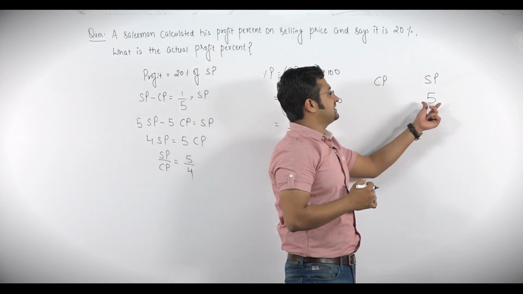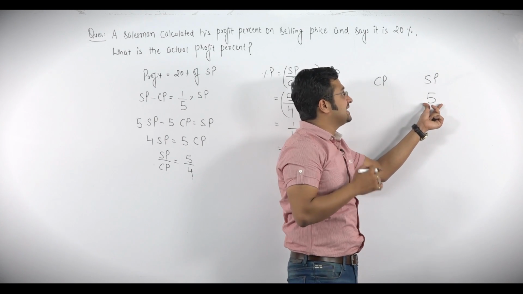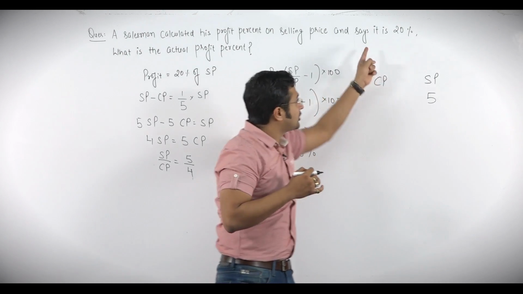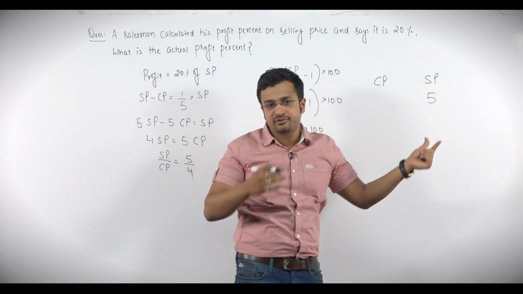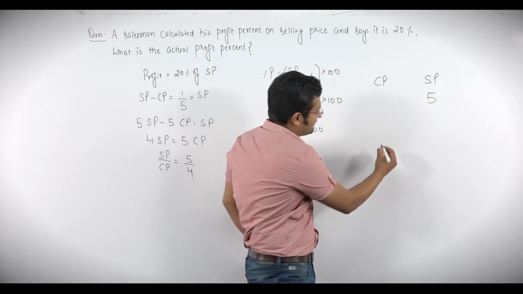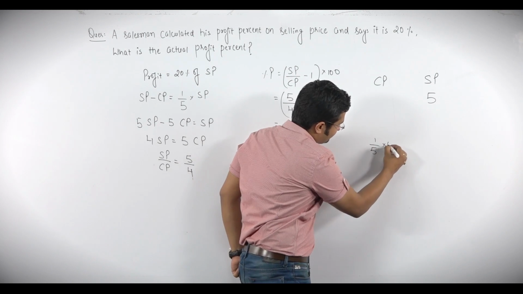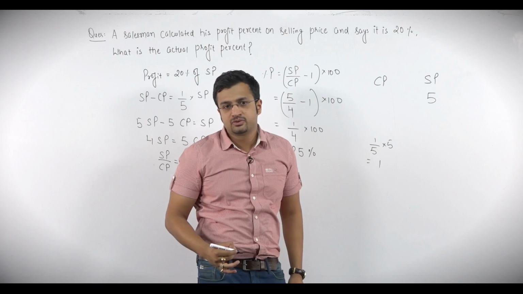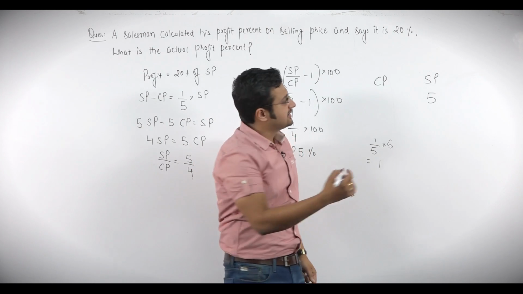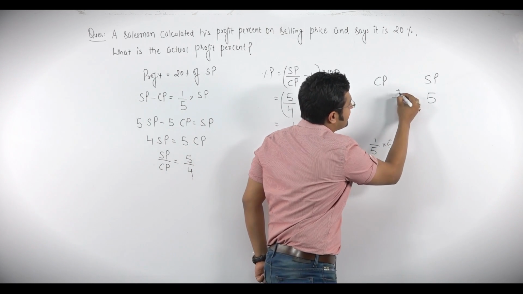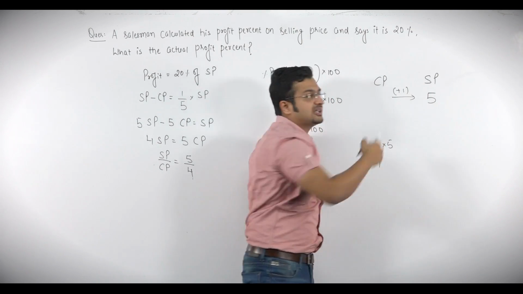Yes. So can I say profit percent is 20% of selling price according to this person? So 20% of 5, that means 1/5 of 5, is nothing but 1. So can I say if 5 rupees is the selling price, there is 1 rupee profit? Yes, that means there is an increase of 1 rupee from cost price to selling price.